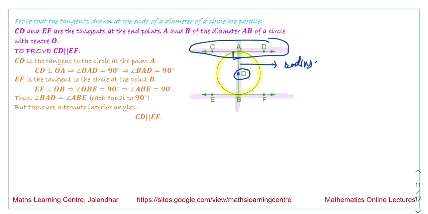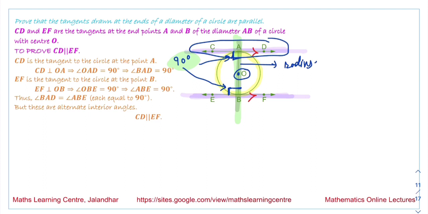It means this angle over here will be of measure 90 degree. Similarly, this angle EBO will be of measure 90 degree. Now look at these two lines, one is this line CD and one is this line EF. For these two lines, this AB is the transversal, and these two angles are of measure 90 degree. So what we get is that these two lines will be parallel to each other.